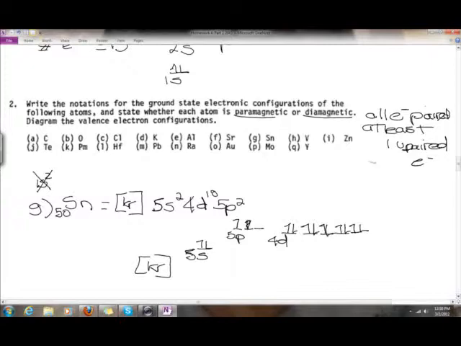How many unpaired electrons do we have? 2 unpaired. So is it diamagnetic or paramagnetic? It's paramagnetic. And this is what you have to do with all of them.